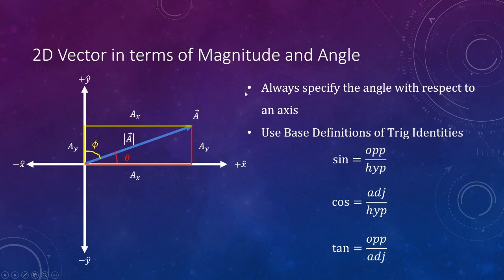So to sum up, when you talk about a 2D vector in terms of its magnitude and angle, you always want to specify what that angle is with respect to an axis, because you want to avoid any ambiguity for the reader, and depending on where you draw the angle, the values for your sine, cosine, and tangent are going to be different. But no matter what, you can always rely on your base definitions of sine, cosine, and tangent to do those computations to figure out the x and y components of the vector and to figure out those specific angles. So I hope you found this video helpful.